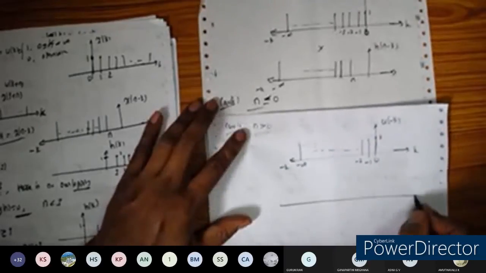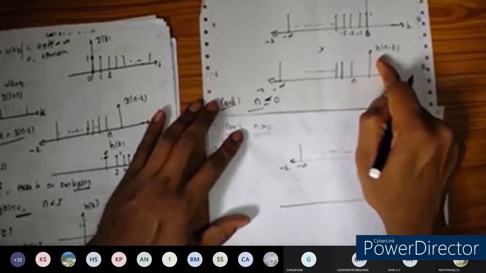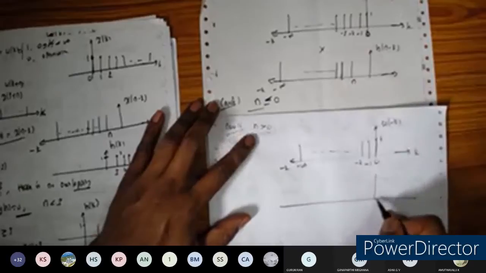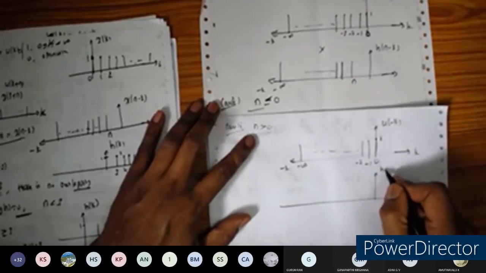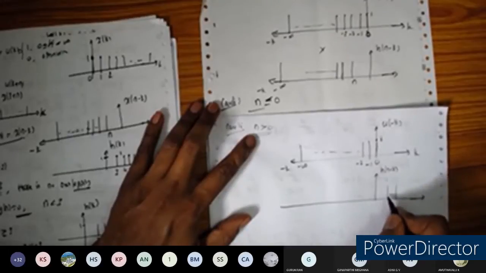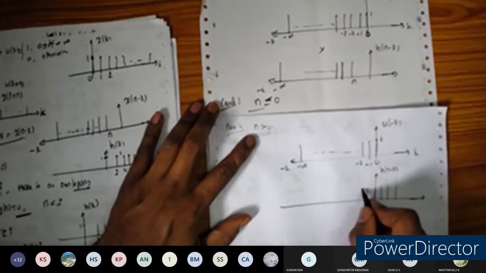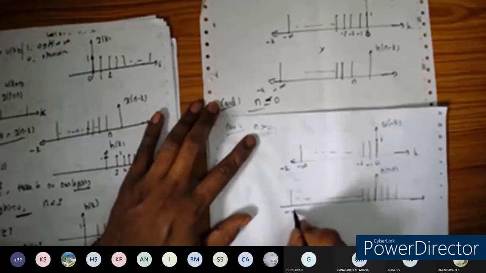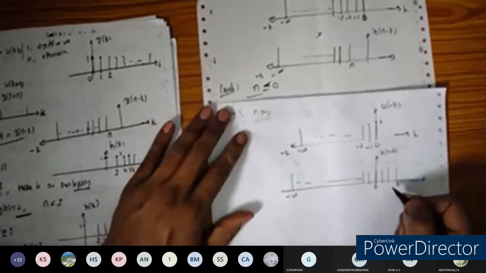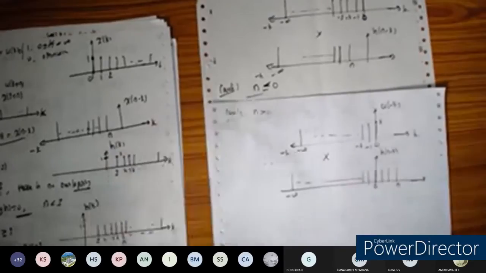Next, I'm going to take the value of h of n minus k. Here n can take a value greater than 0. So this is h of n minus k, with n greater than 0, like this. So this is n, and this is 0. Okay, so done.